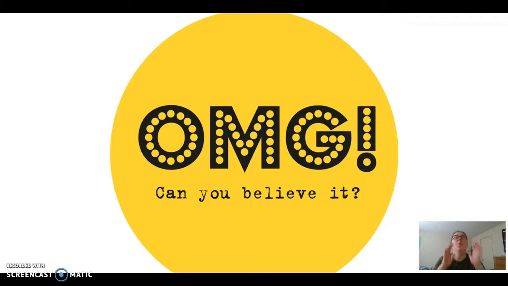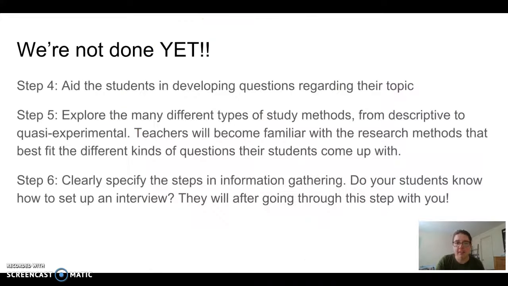But we're not done. Step 4, you're going to aid your students in developing questions regarding their topic. Again, helping them narrow their focus so that they know what they need to do. Step 5, we're going to explore the many different methods of study, from descriptive to quasi-experimental. You will become familiar with the research methods that best fit the different types of questions, and then you're going to be able to teach those methods to your students.